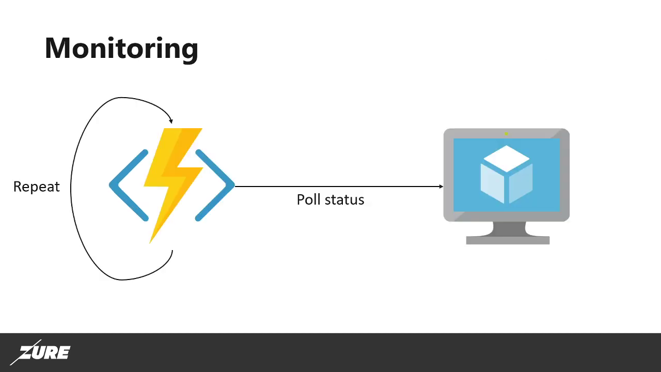Then there's also the interesting case of monitoring, continuous processes, where you want to repeat a process based on a schedule or based on some logic. And you can poll the status and then do something if the status changes, for example. So Durable Functions is pretty good at doing long-running tasks, whereas Azure Functions really is not meant for that normally.